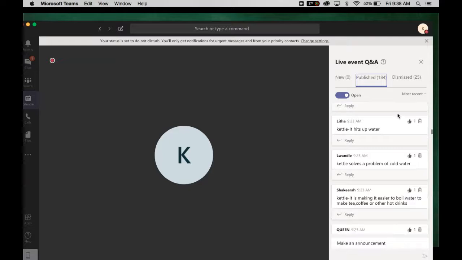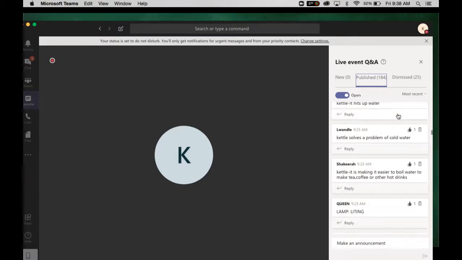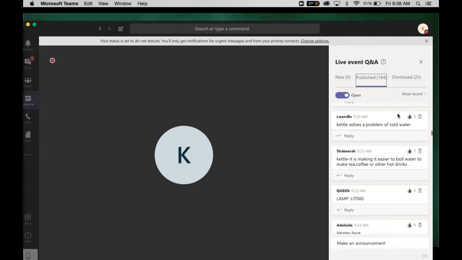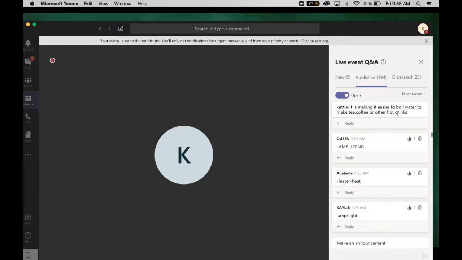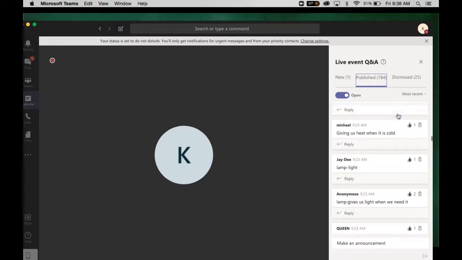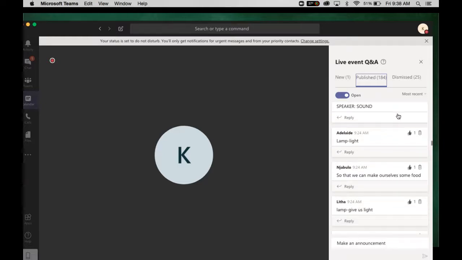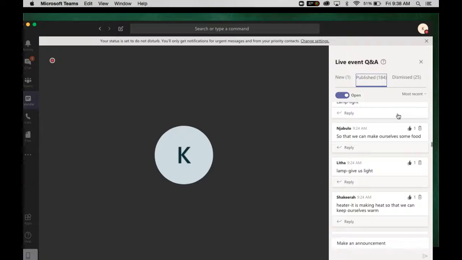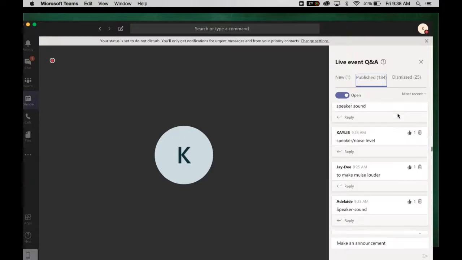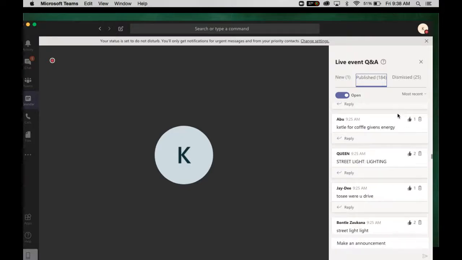Let's see what else we've got over here. Luandle says a kettle solves the problem of cold water. That's very, very good. Shakira, a kettle, it's making it easier to boil water to make tea, coffee, or other hot drinks. Queen says a lamp for lighting. A speaker for sound, that's from Queen again. And Jabulo, so that we can make ourselves some food. All right, so that's the answers about those pictures that I gave you.